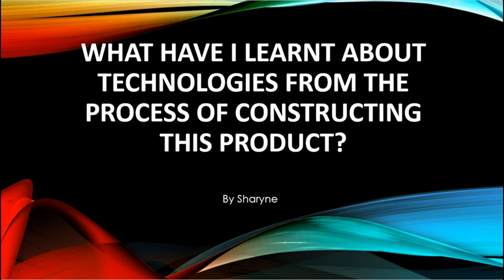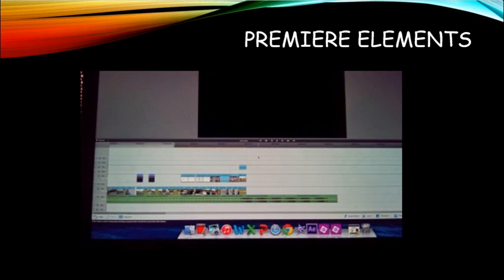I'm going to be talking about what I have learnt about technologies from constructing the whole opening sequence. So the first piece of software technology I used was Premiere Elements. Now this was the main piece of technology, as we used it for editing and we used it to add on titles and sound, and at first, when I was doing the prelim task, because I edited all the prelim tasks, I found it quite difficult to use, especially because the computer I was using was quite slow.